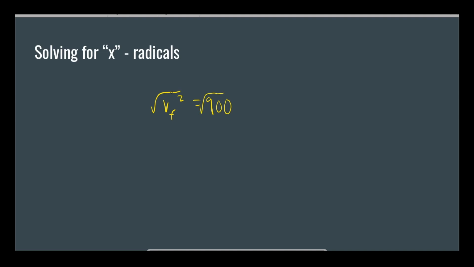So obviously the square and the square root cancel out. And so you end up with vf, which, again, stands for final velocity. It doesn't really matter what the variable is. And then the square root of 900 is 30. All right, and then you're done.